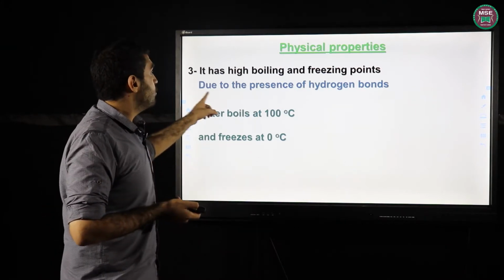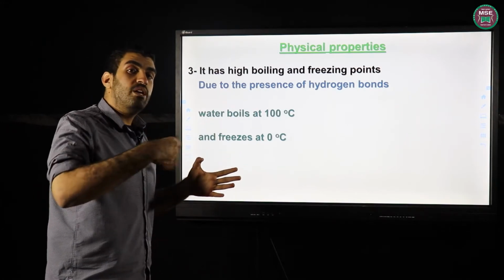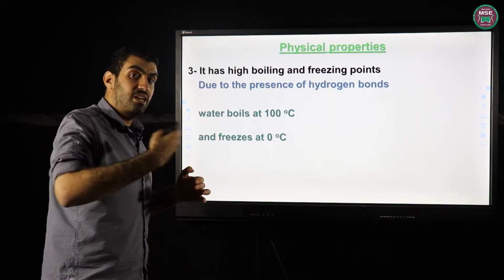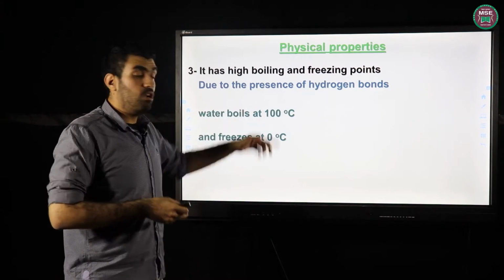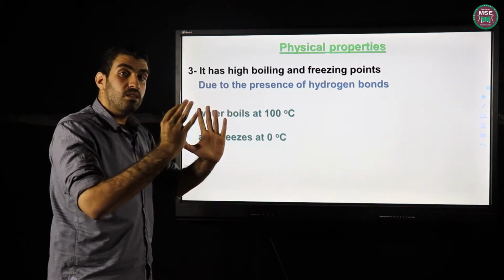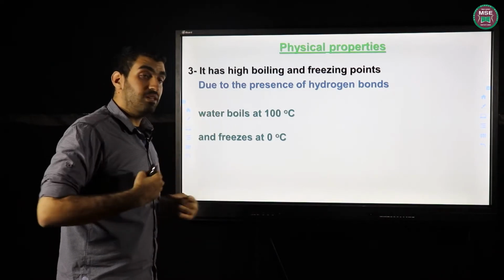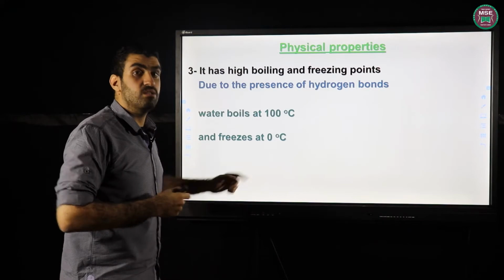Give reason: due to the presence of hydrogen bonds. Hydrogen bonds need more energy, so we have to give more heat energy, so water boils at 100. And hydrogen bonds collect the water molecules together, so they freeze faster than expected, at 0, not at minus.